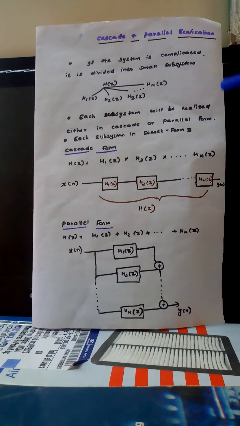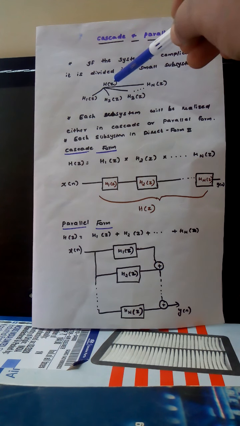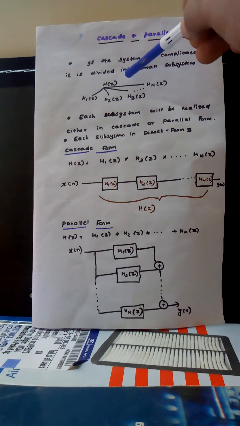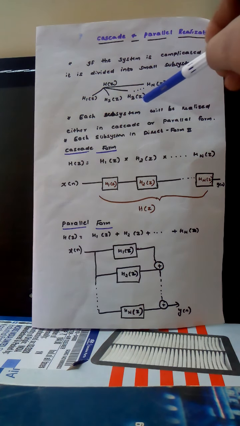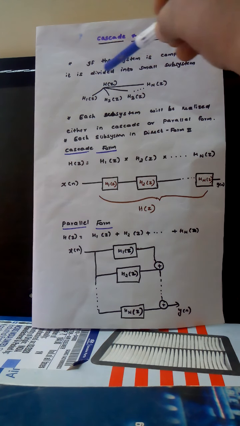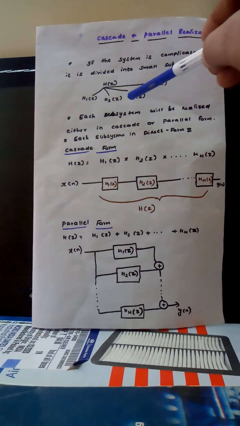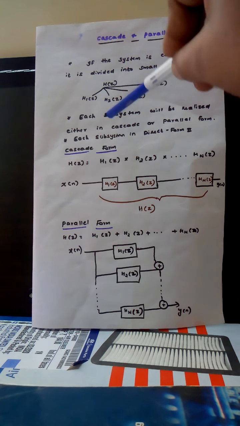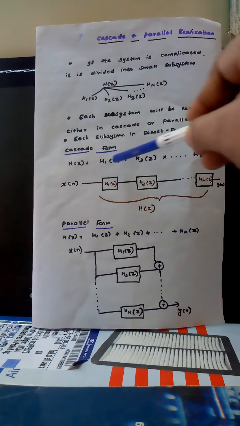it is a big system, we cannot directly make a structure, correct? So for such a type of system, we can divide this complicated system into subsystems, that is h1 of z, h2 of z, h3 of z up to hn of z. So the h of z will be realized either in a cascade or the parallel form, but each subsystem will be realized in a direct form 1 or direct form 2. Probably we will go for the direct form 2. So first we will see the cascade form.